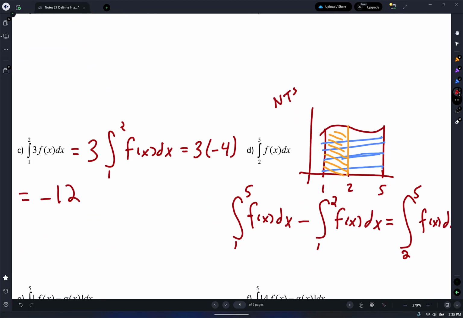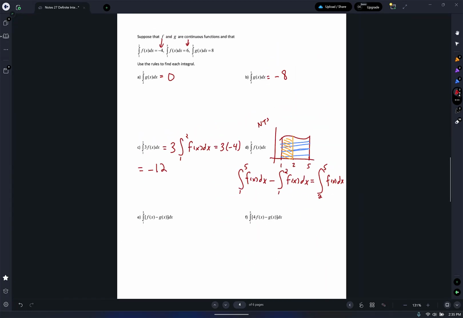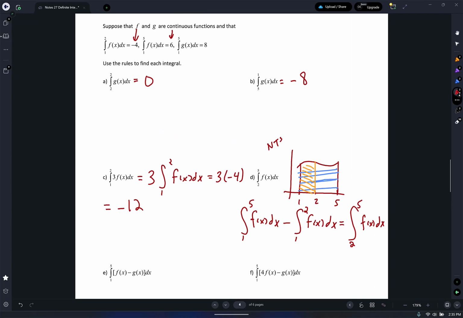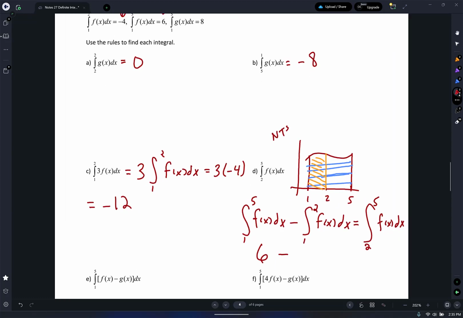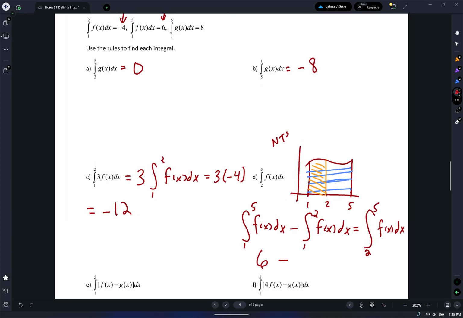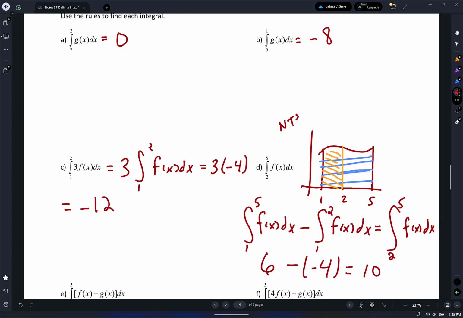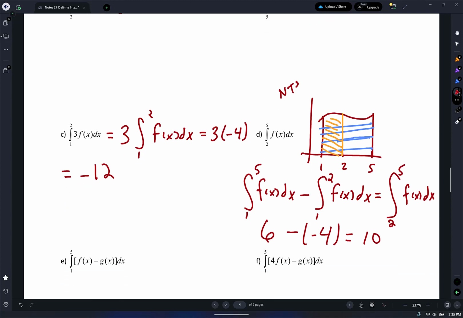All right, what's the area from 1 to 5? 6. The area from 1 to 5 is 6 minus, I know you're probably already giving me the answer. What's the area from 1 to 2? What do you get? Which is the area from 2 to 5 of f of x dx. Cool or not cool? Okay. Go to the next one.